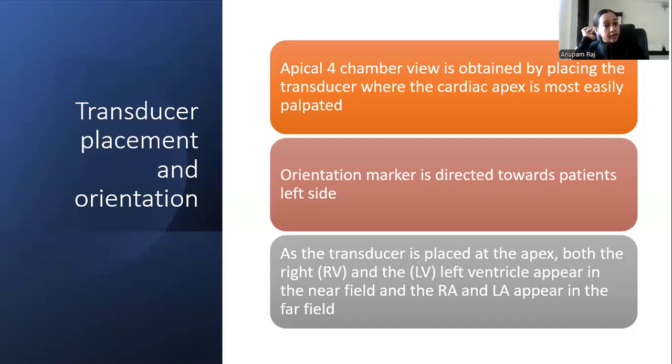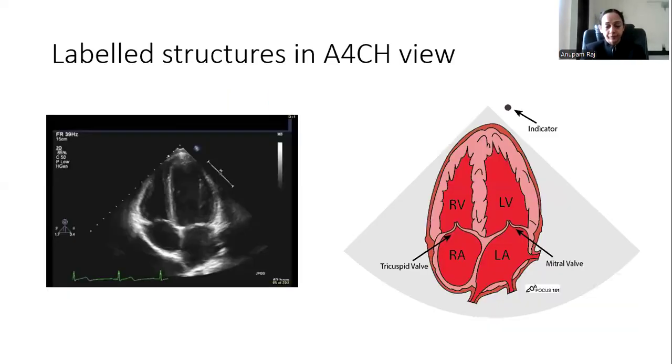So again, highlighting that the apical four-chamber view is obtained by placing the transducer where the cardiac apex is most easily palpated. In a thin patient, you might actually be able to see the apex beat, and then you can easily place your transducer there. Orientation marker is directed towards the patient's left side. Now, as the transducer is placed at the apex, both the right ventricle and the left ventricle will appear in the near field, and right atrium and left atrium will appear in the far field.